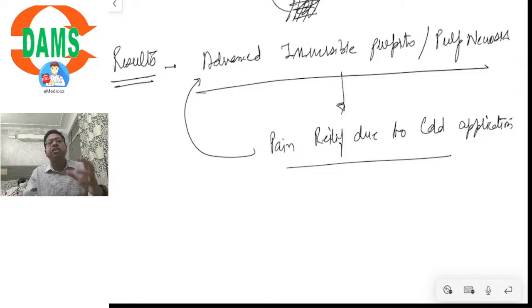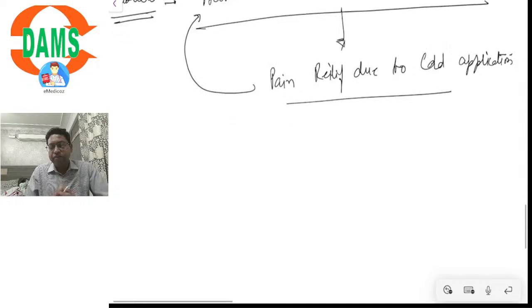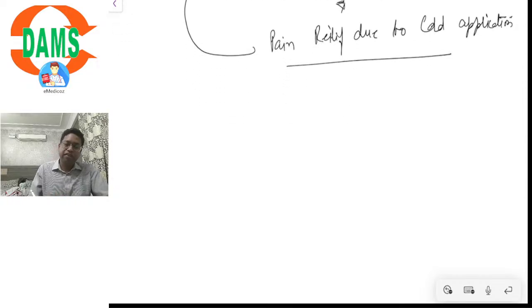So application of an extremely cold agent to the tooth results in relief of pain. The diagnosis can be advanced irreversible pulpitis or pulp necrosis. This is the only clinical condition that can be successfully diagnosed. This is the cold testing. Then we talk about another thermal test, that is heat testing.